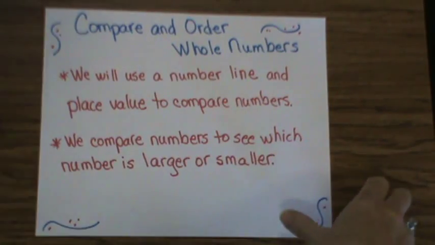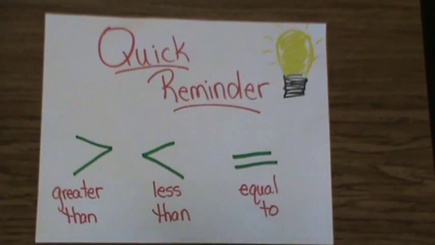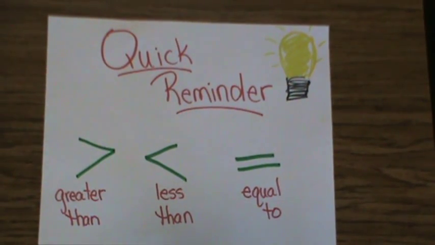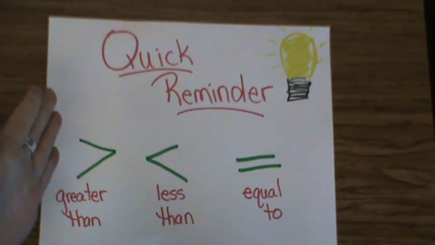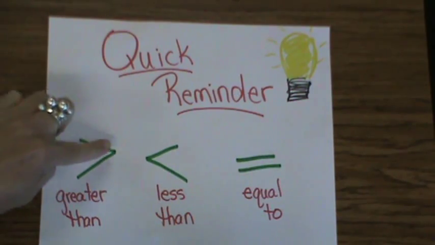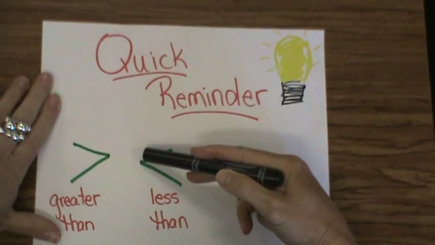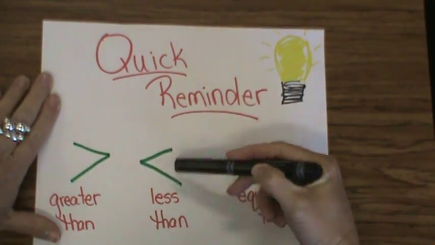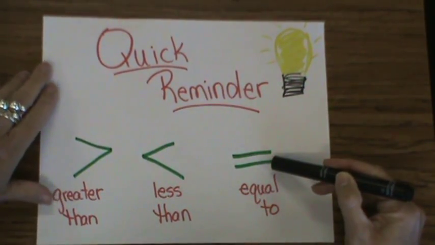number is smaller. Now before we move on, just a quick reminder of the symbols that you're going to be using when we compare these numbers. Okay, so the first one is greater than, and always remember, because if you read it from left to right, this space is greater than this space. Less than, this space is less than this space, and then equal to. That's an easy one because that's what we use when we balance our equations.